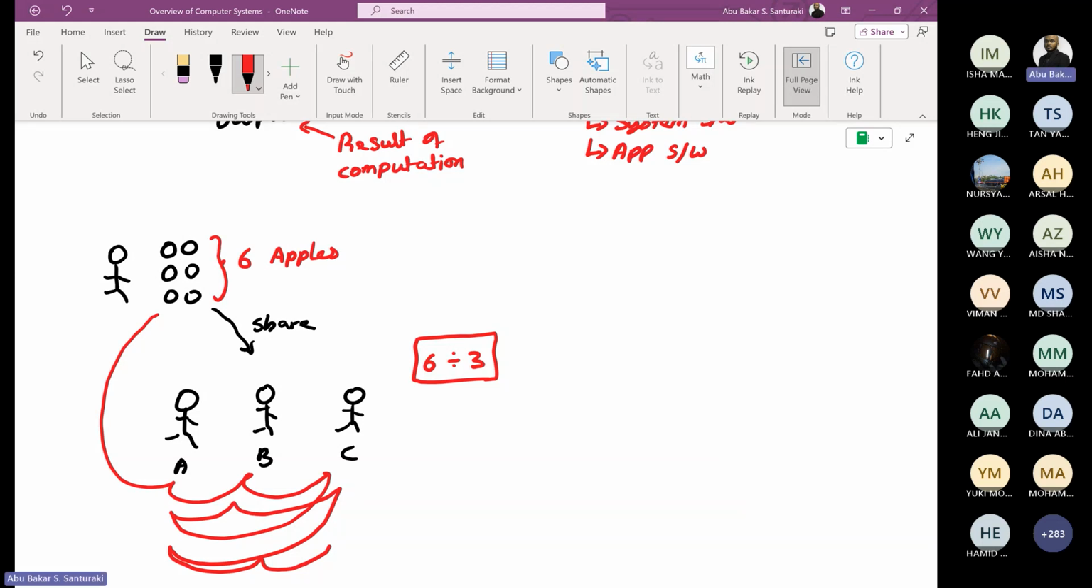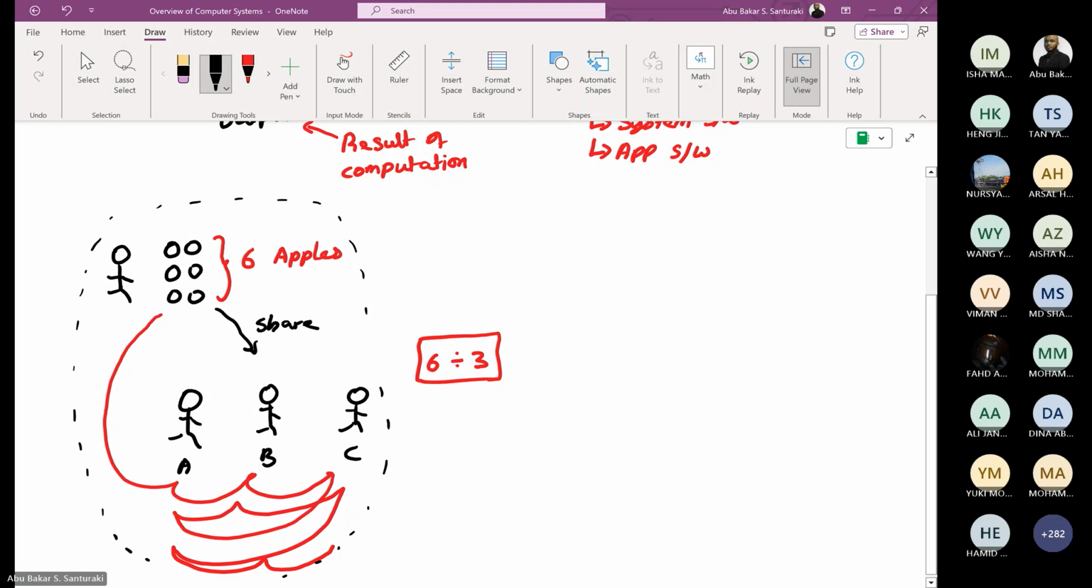So what you're seeing now is the real world problem is that I am a guy who has 3 friends and 6 apples, and I want to share the apples. That's the real world problem. So everything here in this dotted black circle is the real world problem. This real world problem is represented mathematically here. So this is a representation of the problem. Does that make sense? The real world problem is one thing. 6 divided by 3 is a representation of the problem.